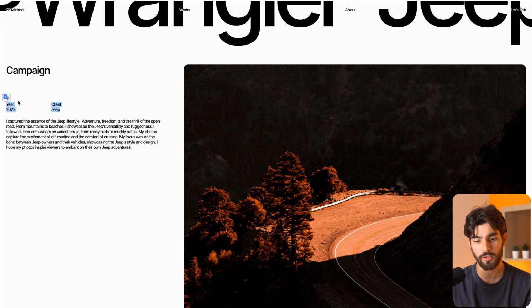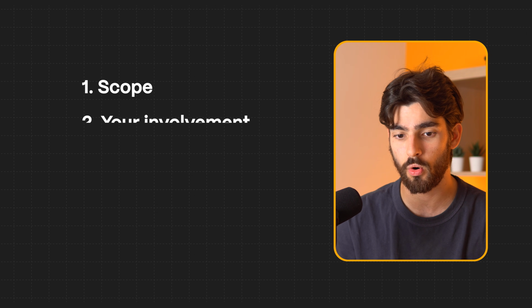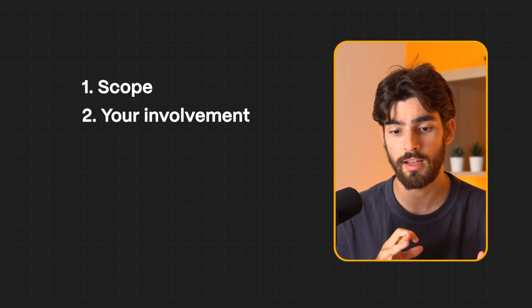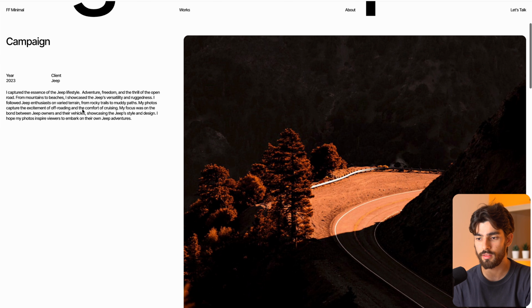And this is going to be pretty similar with a lot of these portfolio projects. I made my own video about the best type of portfolio page to have, and it covers the same core things. Number one, it's going to be the scope of the project. Number two, your involvement in the project. Number three, client, time, sometimes budget, things like that. So that aspect of it is going to be quite similar with a lot of these sites.